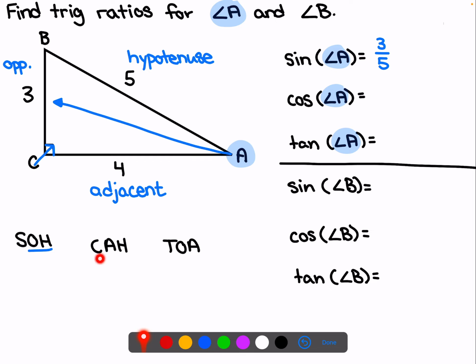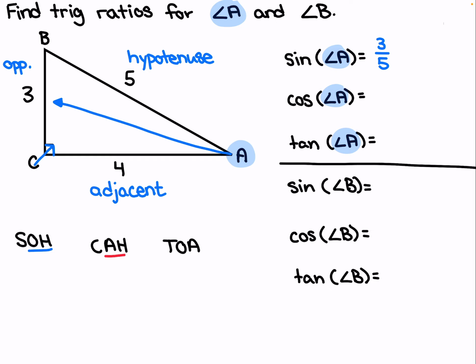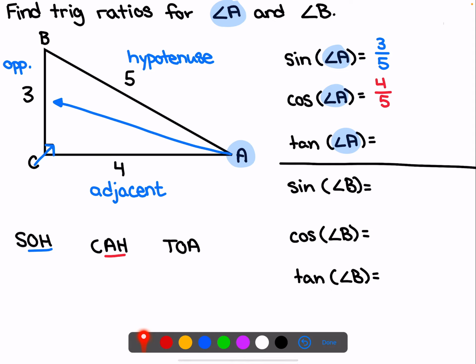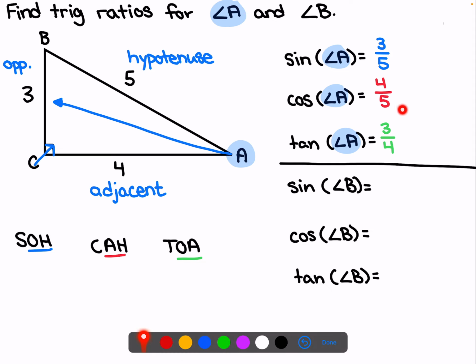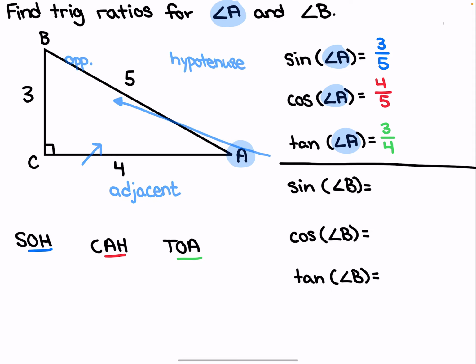Next, cosine is equal to adjacent over hypotenuse. So cosine of angle A is equal to 4 over 5. And lastly, tangent. Tangent of angle A is equal to opposite over adjacent. So that would give us 3 over 4. As we can see, all of our trig ratios are different for angle A. Let's see how they compare to our complementary angle, angle B.